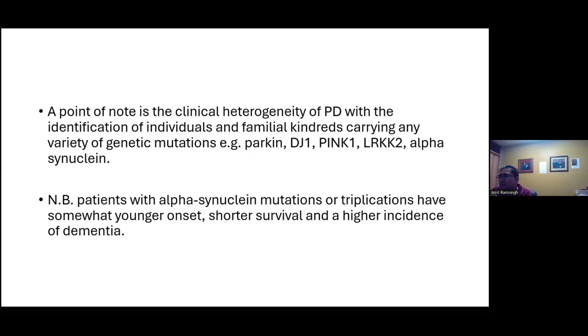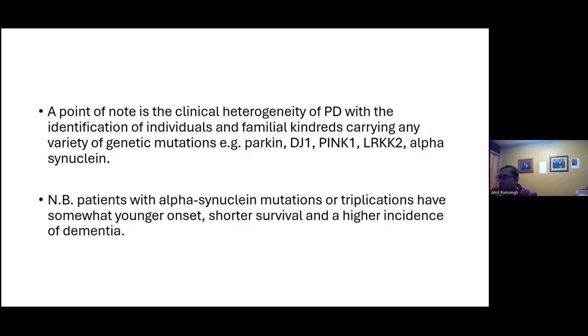Parkinson's disease was once thought of as a static disease, meaning it's just Parkinson's disease, but we now know that it's actually a spectrum. There's Parkin, DJ1, PINK1, etc., types of genes that are involved in this. Patients with alpha-synuclein mutations or triplications usually present younger, have a higher incidence of dementia, and usually the survival rate is lower.